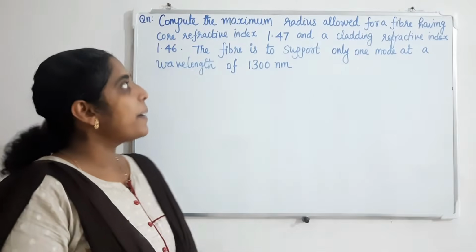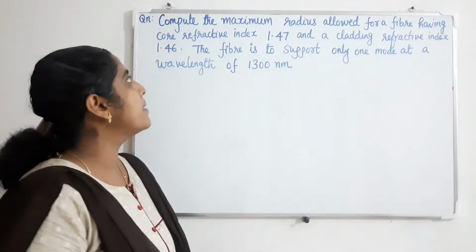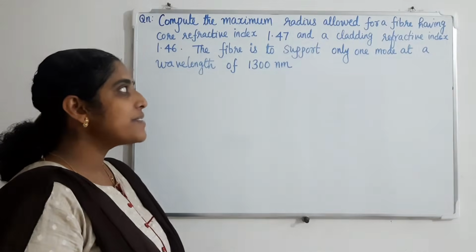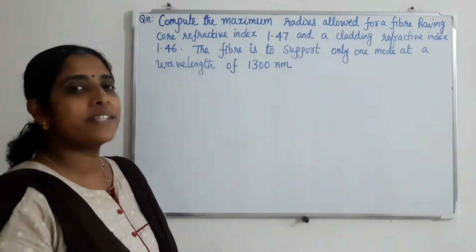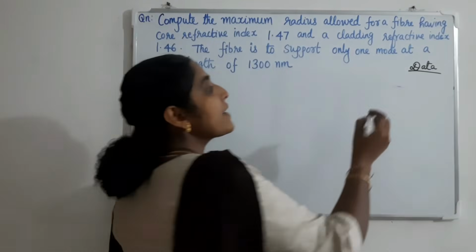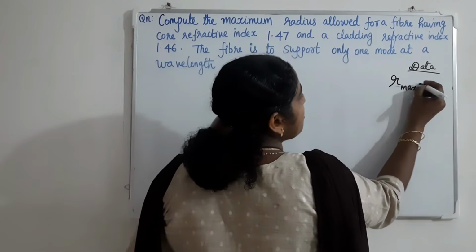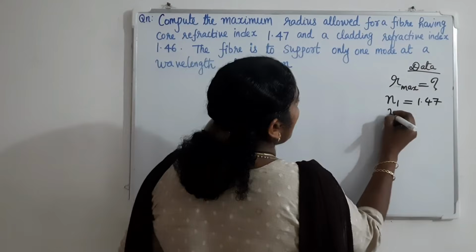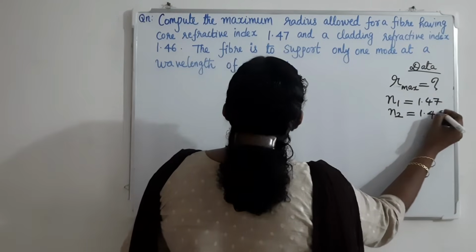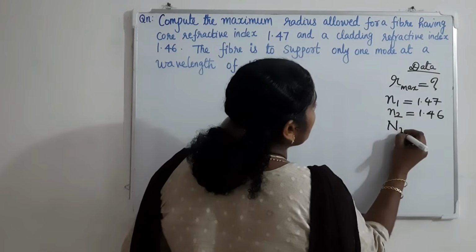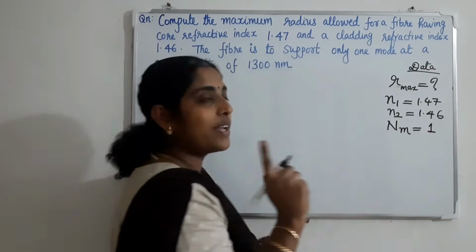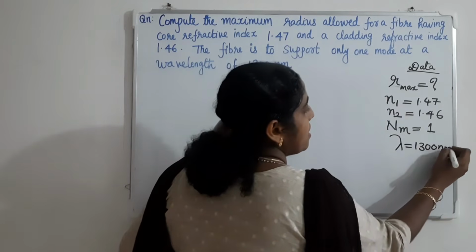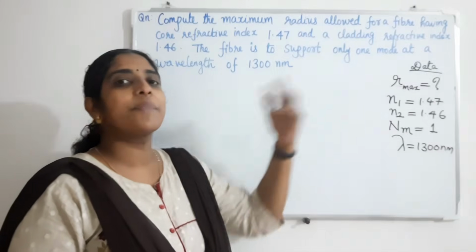One last question. Compute the maximum radius allowed for a fiber having core refractive index 1.47 and cladding refractive index 1.46. The fiber is to support only one mode at a wavelength of 1300 nanometer. Here, n1 equal to 1.47 and n2 equal to 1.46. The fiber is to support only one mode, that is, the number of modes possible is only one, at a wavelength of 1300 nanometer. Here we can find the maximum radius from the V number expression.